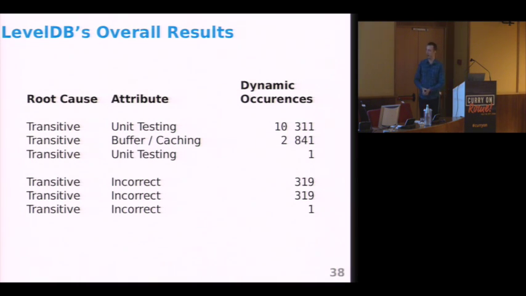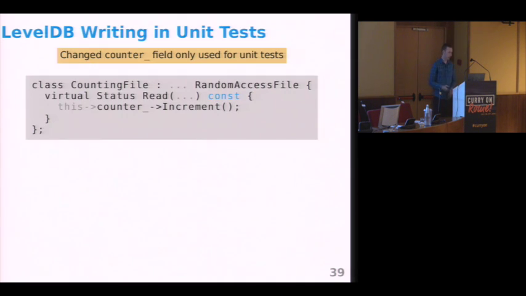Next we looked at LevelDB. In LevelDB, we found half the cases were incorrect, while half the cases were logically immutable. But the interesting thing here is we found a new attribute we didn't think of going into this, and that was unit testing. So what unit testing looked like is something like this.